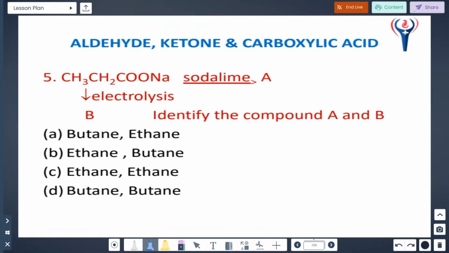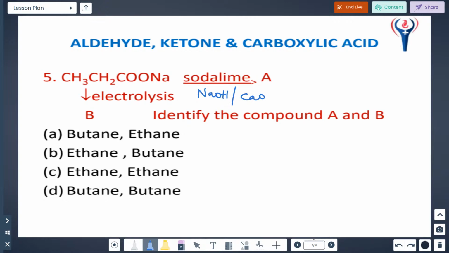Next one, the fifth one. It's also very important. CH3CH2COONa, sodium propanoate, reacts with soda lime to get A. The same compound undergoes electrolysis to get B. Here, do you know what soda lime is? It's a mixture of sodium hydroxide and calcium oxide in the ratio 3:1. It's called soda lime.